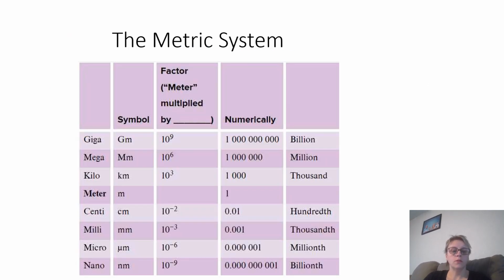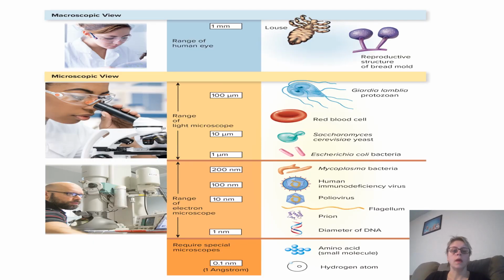And here we have the metric system. The giga is a billion, mega is a million, kilo is 1,000, the meter is a meter, centi is 100th, milli is 1,000th, micro is 1,000,000th, nano is 1,000,000,000th.